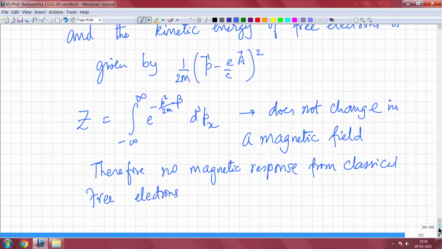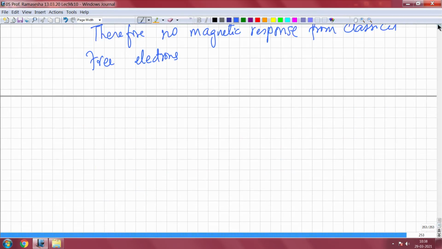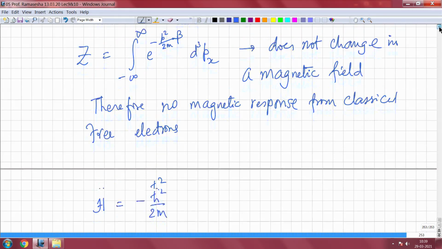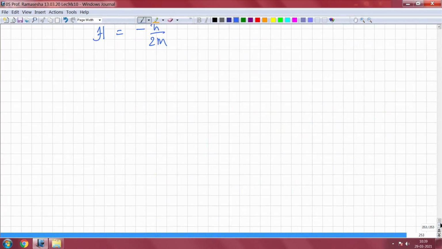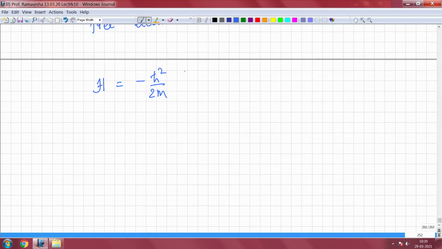Of course, this is not true once you go to quantum mechanical solutions. Let us do a quantum mechanical calculation of the same thing. The Hamiltonian is given by 1 by 2m, (P minus eA/c) the whole squared.